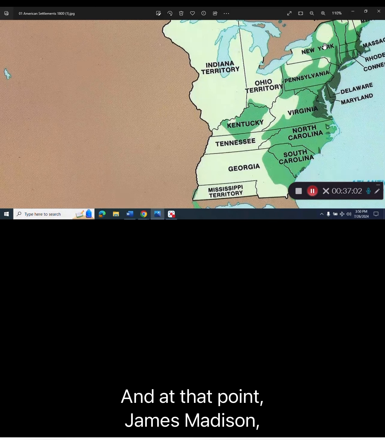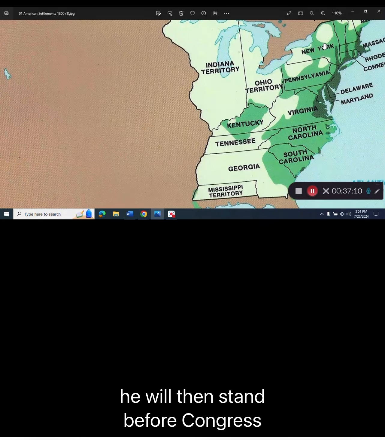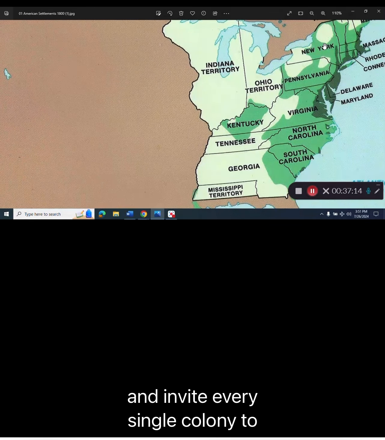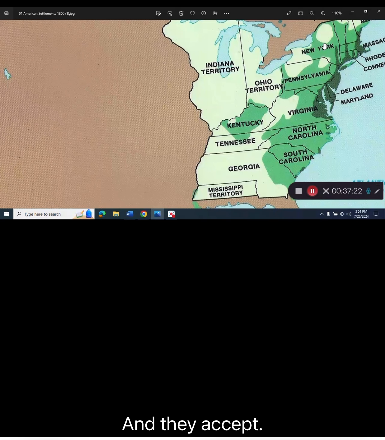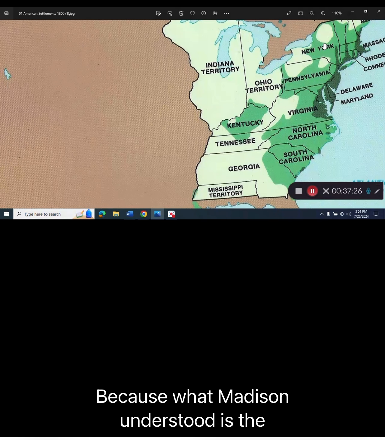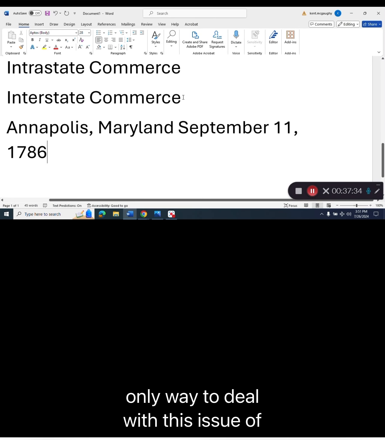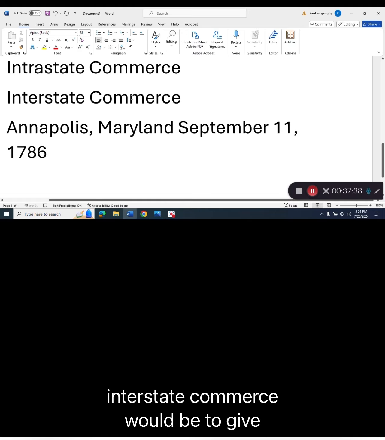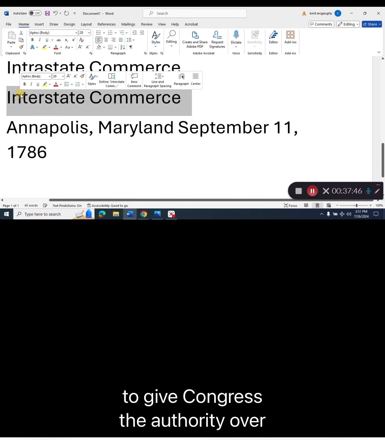And at that point, James Madison, who was a delegate in the Continental Congress representing Virginia, he will then stand before Congress and invite every single state to attend the Annapolis Conference. And they accept. Because what Madison understood is the only way to deal with this issue of interstate commerce would be to give Congress, as the national legislative body, the authority over interstate commerce.